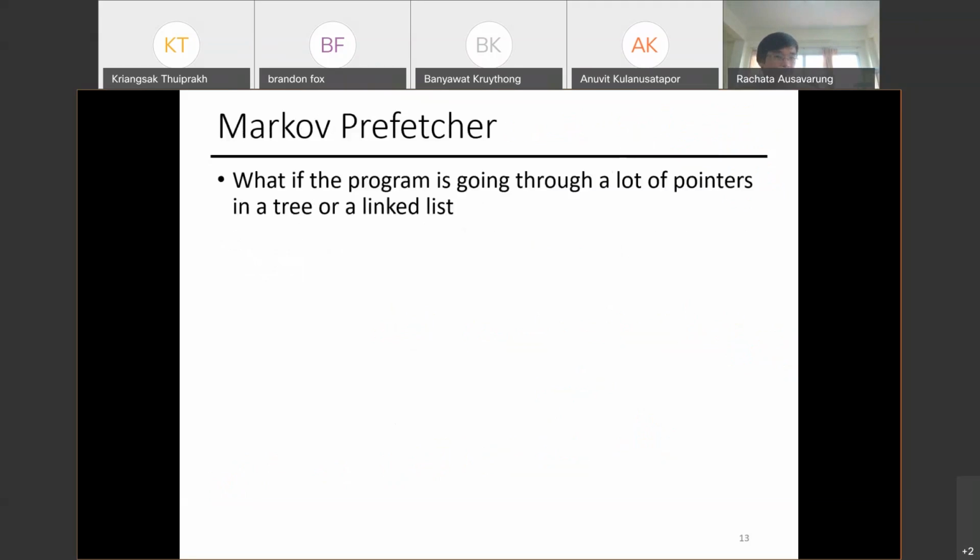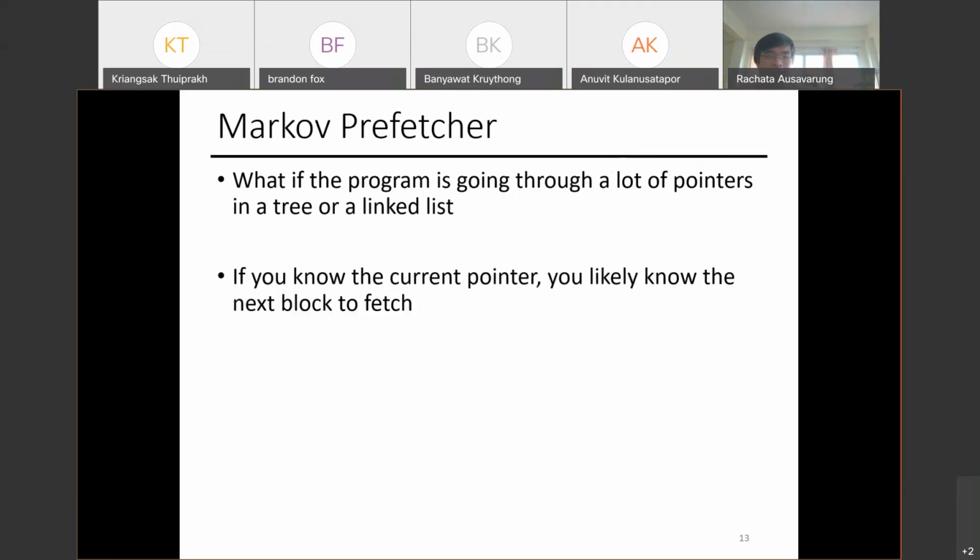The next thing you can do is what we call the Markov Prefetcher. So let's say you are traversing a tree or a linked list. Things are not in strides, right? They do have patterns. You know exactly where to fetch next, but it's not the next address. It's some random cache block. So if you know the current pointer, you likely know the next block, right? You likely know the next block.